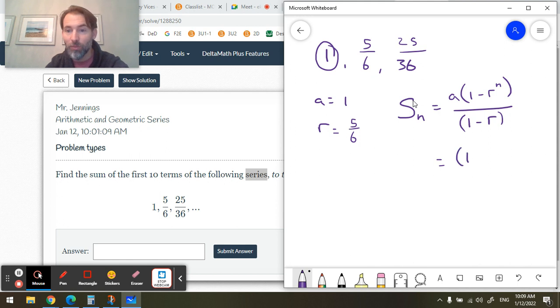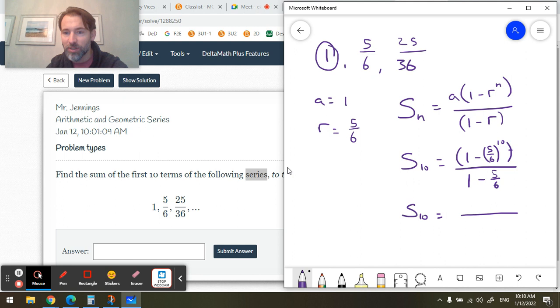We're just going to write down 1 minus 5 over 6. That's our r. And what's our n? Well, we've been asked to find the first 10. Okay, so 5 over 6 to the 10, all divided by 1 minus 5 over 6. Okay, S of 10 is going to equal, this is going to be 1 over 6, because 1 is 6/6, then 5/6 is 1 less than that. So that's 1 over 6 on the bottom. And then 1 minus 5 over 6 to the 10 on top.